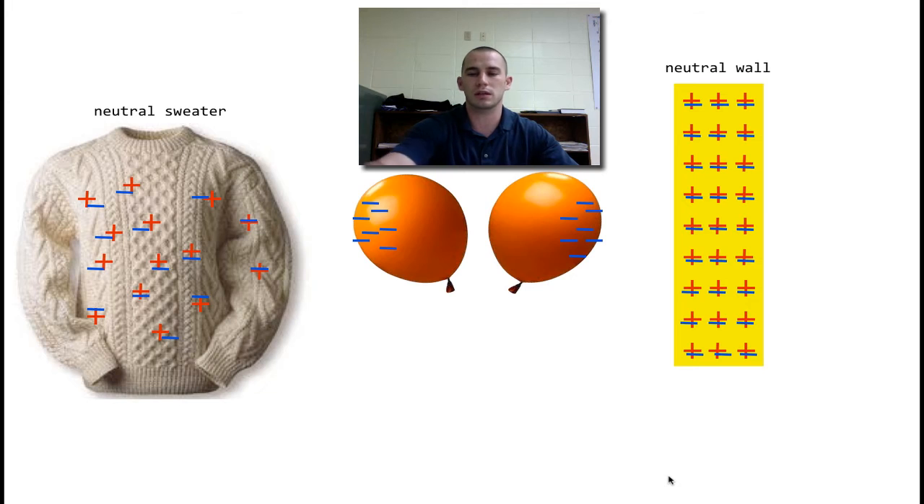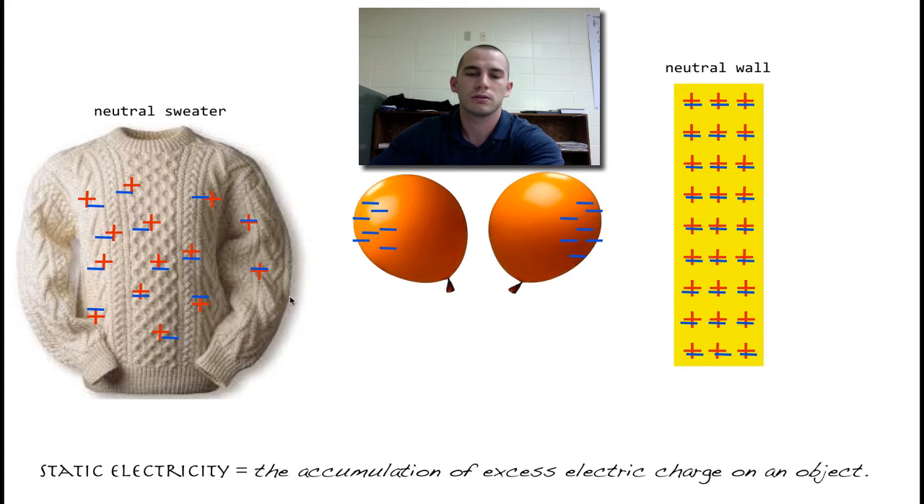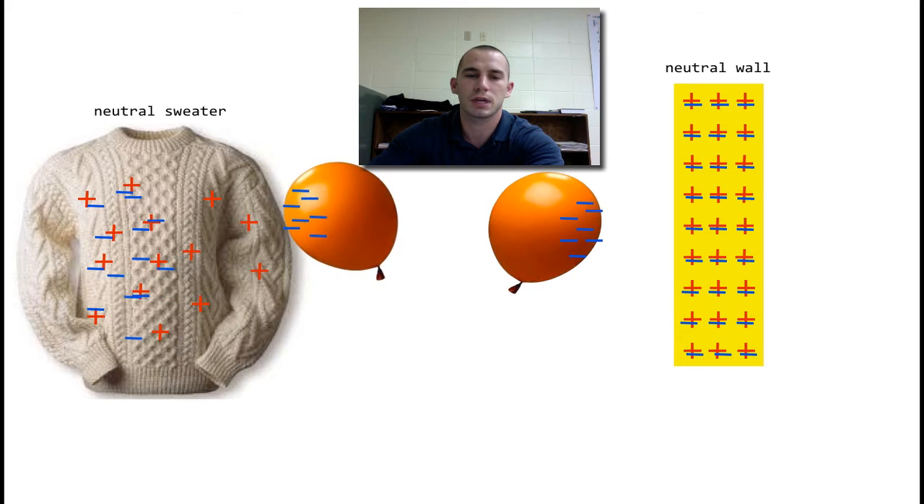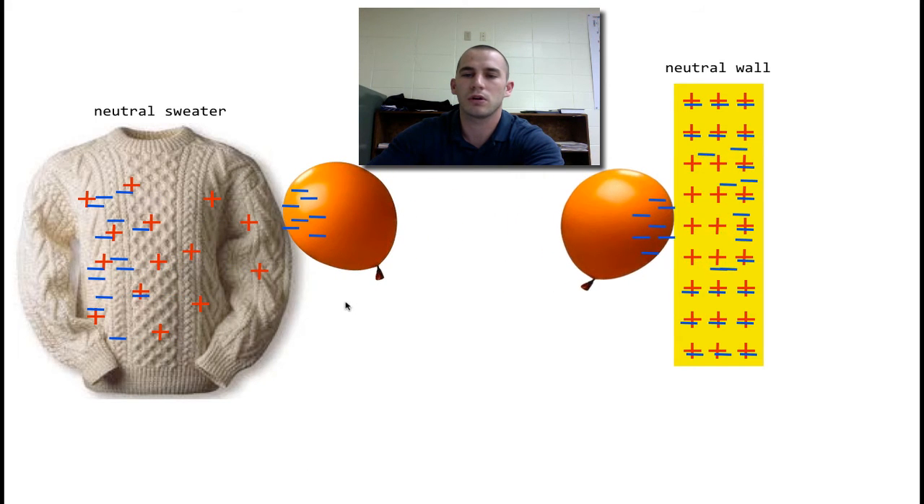And so if we look at the balloon on here, as it gets closer to the sweater, what does it do? Let's let this fade away here. What does it do? It causes the sweater to be charged on one side. Same thing with the wall on the other side.